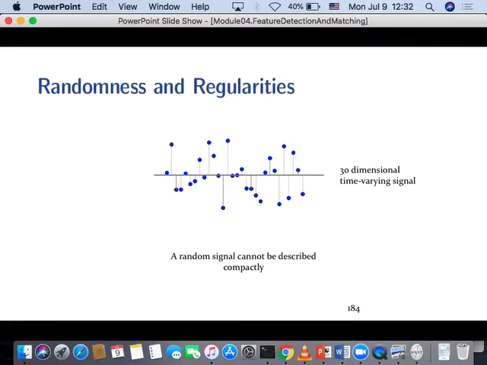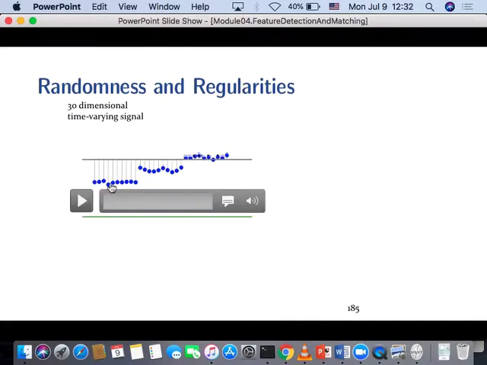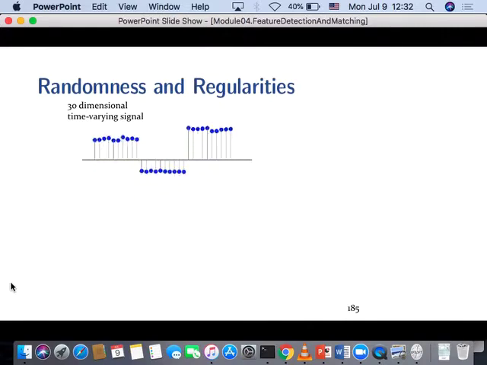However, let me show you another signal. This is also, by the way, a random signal. You will see some randomness in it, but that randomness is not the same as the previous signal. So this is how this signal varies. Now, what's the difference between this signal and the previous one? It has some structure to it. There are 3 different levels at all times.